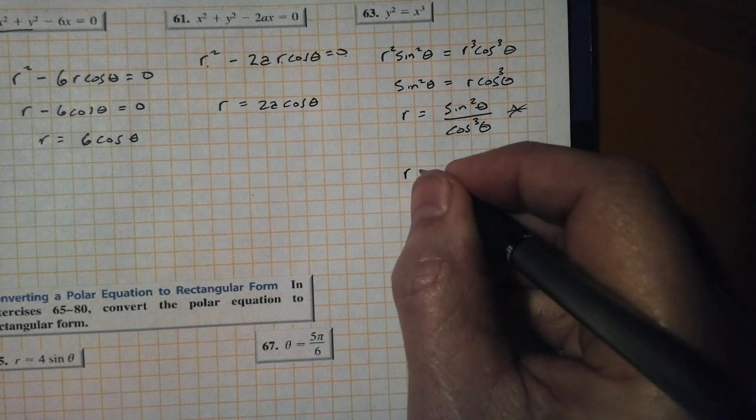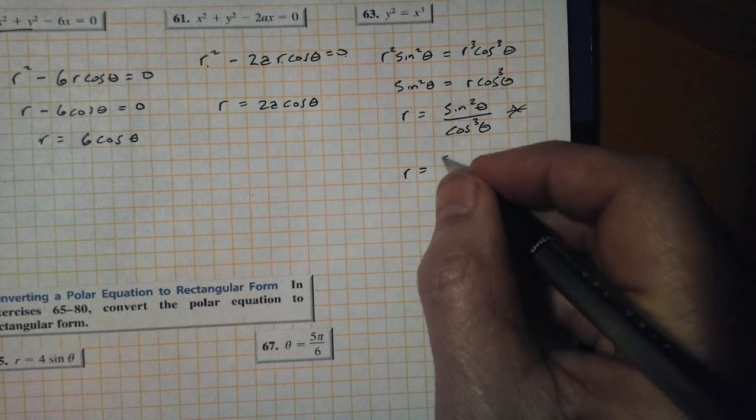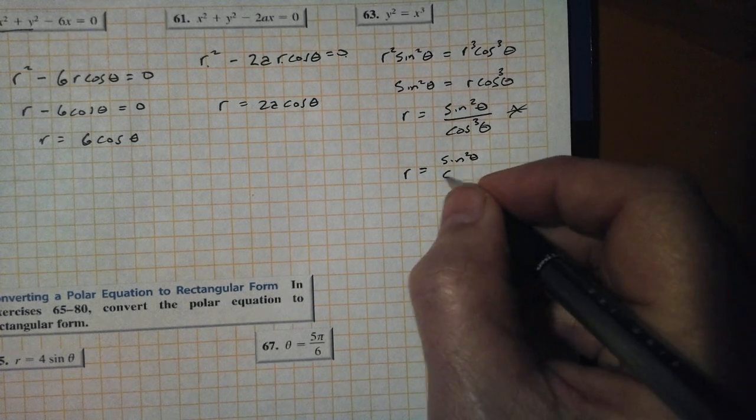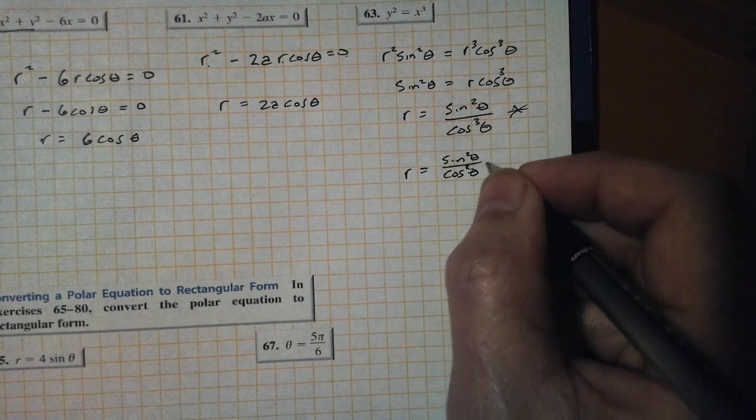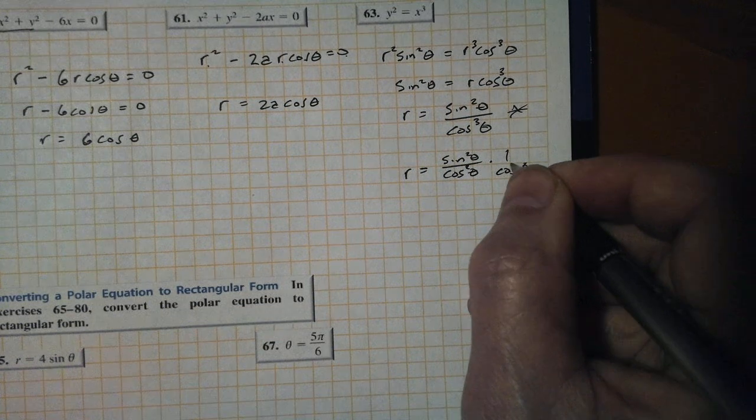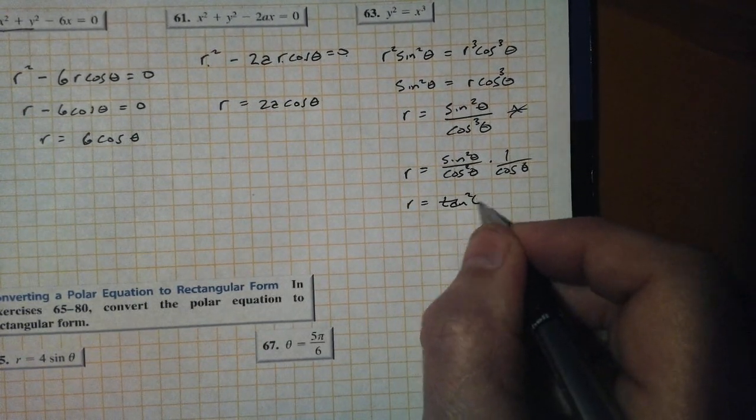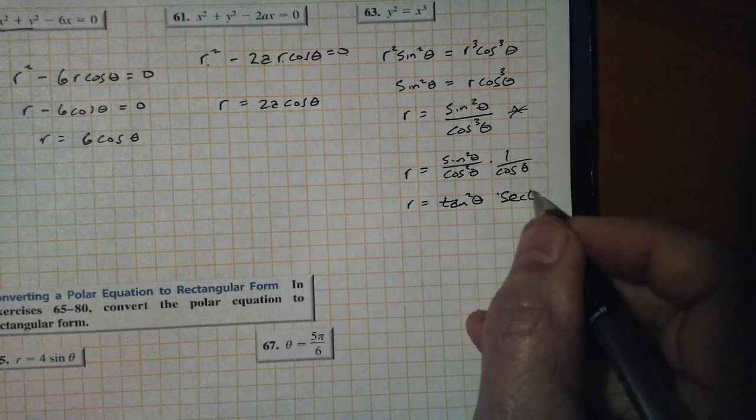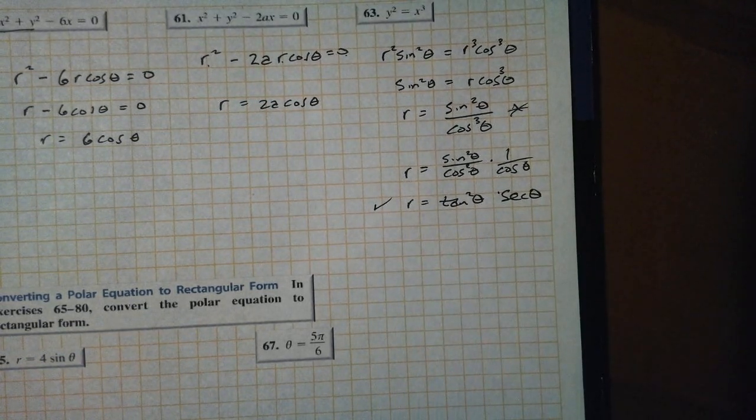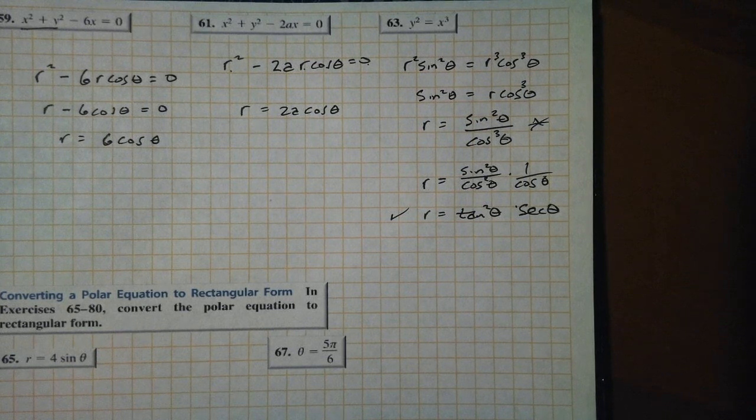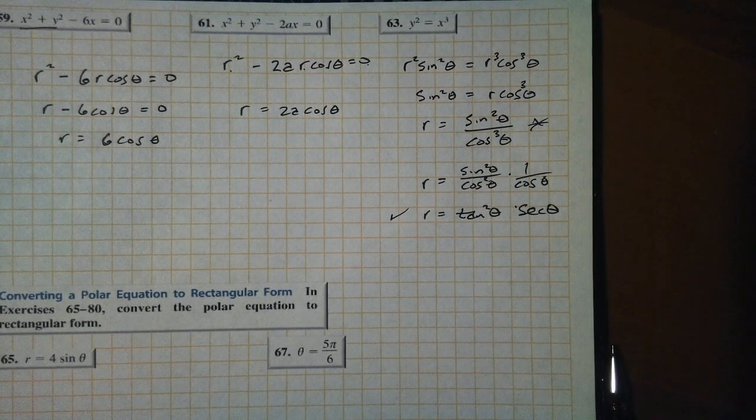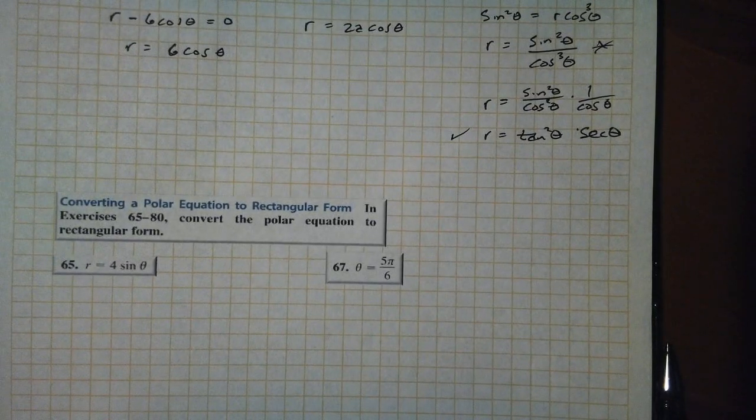If not, here's a hint. R equals, how about sine squared of theta on cosine squared of theta times 1 on cosine of theta? Best answer. So short video there, but I wanted to cover that section. The next section we're going to do, as you can see, just convert polar back to rectangular. Maybe a little sneakier, but very similar.